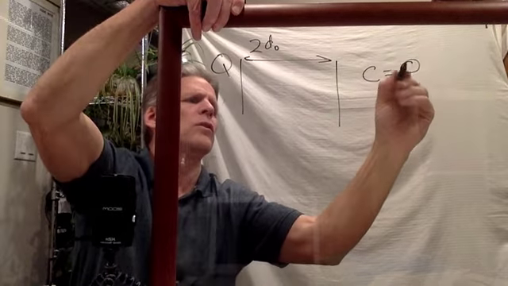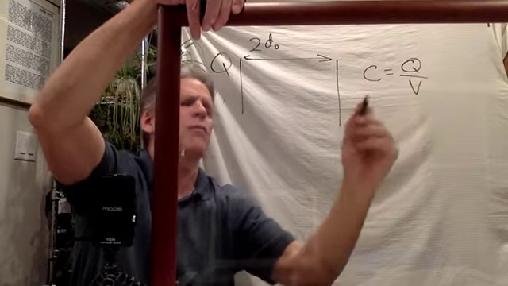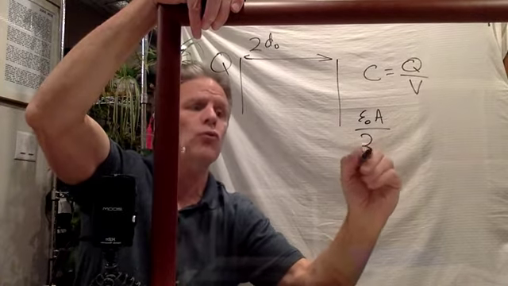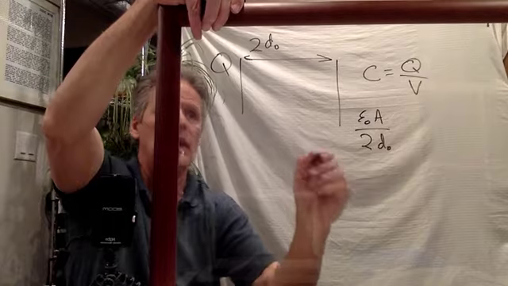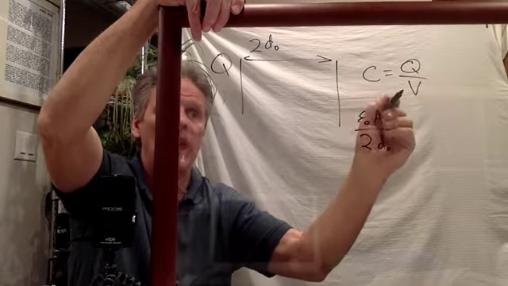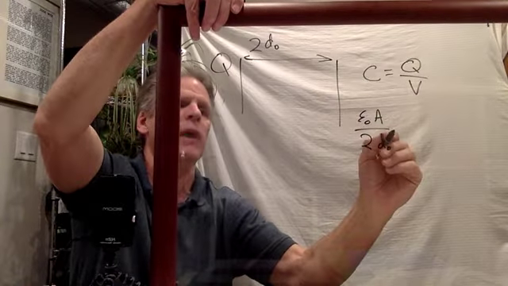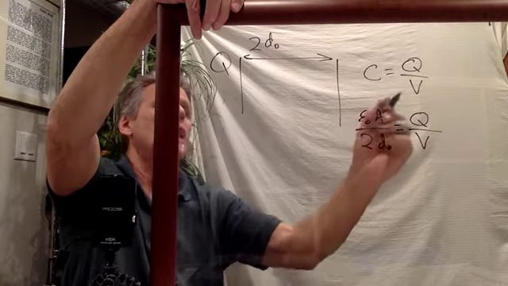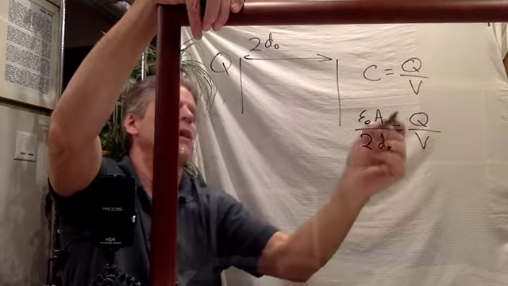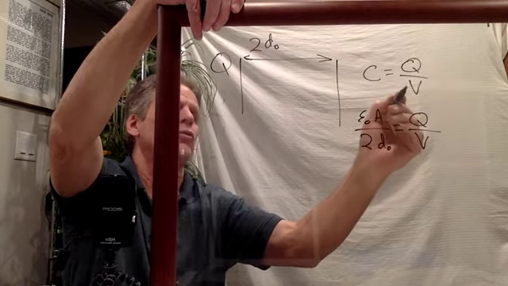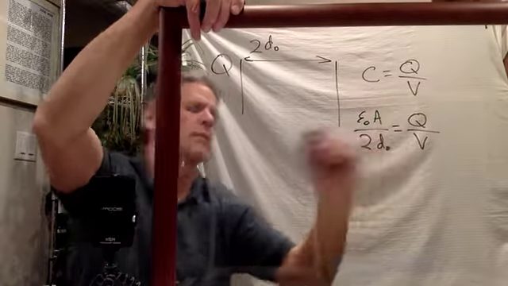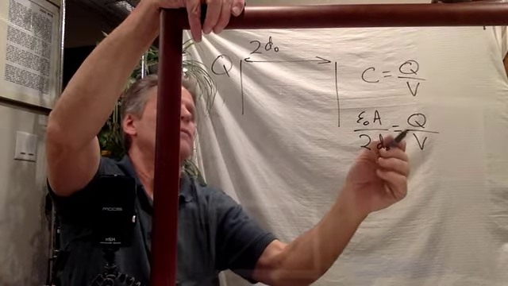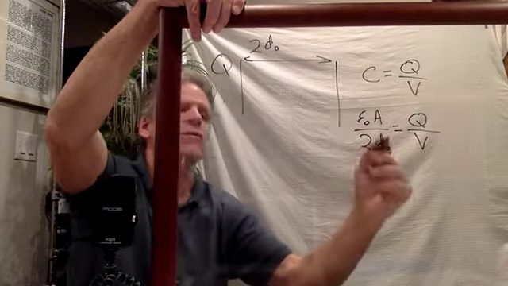C equals Q over V, and what happens to the capacitance? It was epsilon 0 A over 2D0. That's what we now have. Has Q changed? No, because it's an isolated capacitor. So this equals Q over V. So now we just want to compare our first V to our final V.